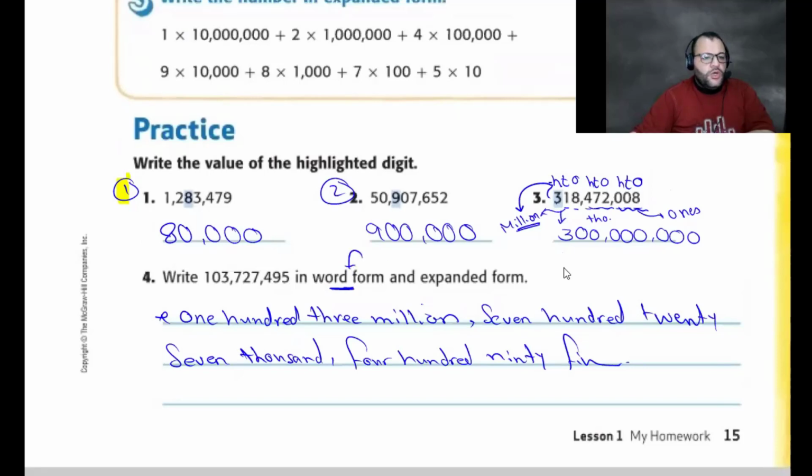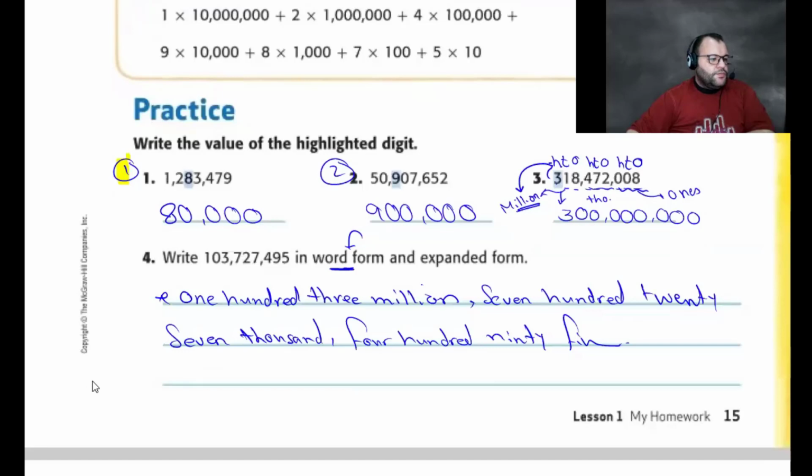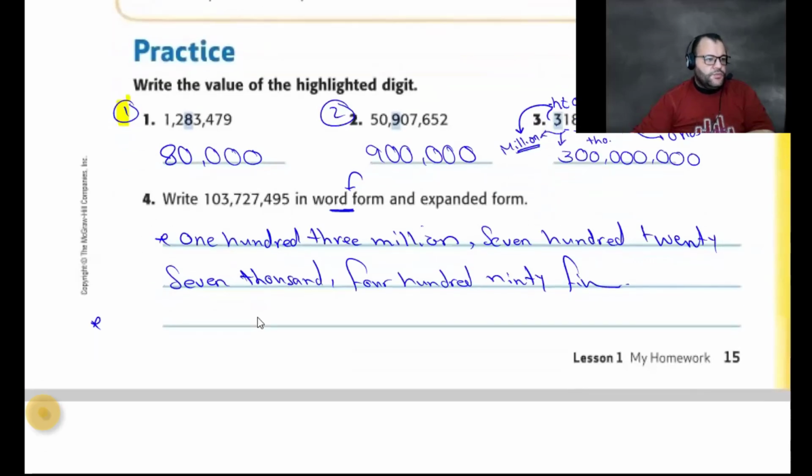I need another one to solve in the expanded form, Turkey. I need the expanded form for this one. The expanded form for number 4. Just open your mic, Turkey. Okay. So we have another one, Abdurrahman. Solve number 4, the expanded form.